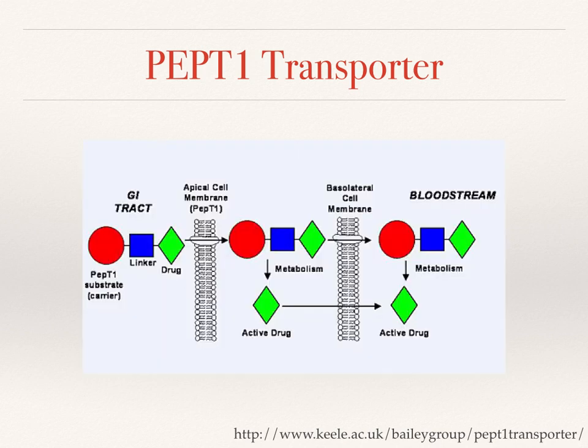The way amoxicillin is actually transported by the PEPT1 transporter is by its attachment, by way of a linker if necessary, to a hydrolysis-resistant PEPT1 substrate carrier. The entire prodrug is then recognized as a PEPT1 substrate due to the presence of the carrier and is transported from the intestine by the transporter. Metabolism in the intestinal cells, bloodstream, or liver will eventually release the active drug.